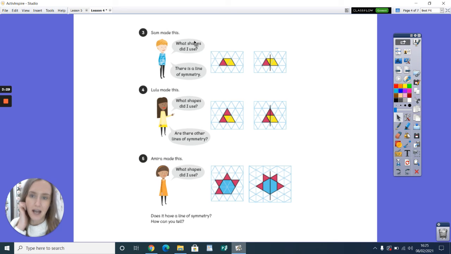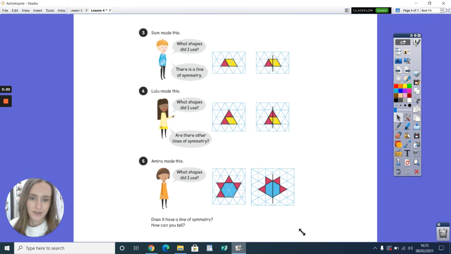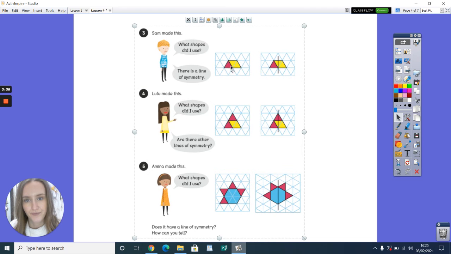Okay, Sam has made a shape. So Sam has made this shape here, and he's used a triangle and a parallelogram. Is his shape symmetrical? It isn't, is it? Let's forget the colours. Okay, if you fold it in half, that side would not overlap that side perfectly. Lulu's made a shape. Okay, she's made like a large triangle. She's used 2 triangles and a parallelogram. Her shape is symmetrical. Look, she's made a big triangle. She's done a line of symmetry going down. So if you folded it on that line, sides would overlap perfectly.